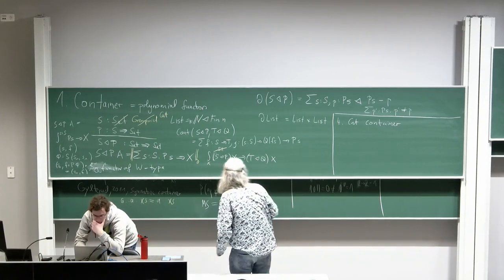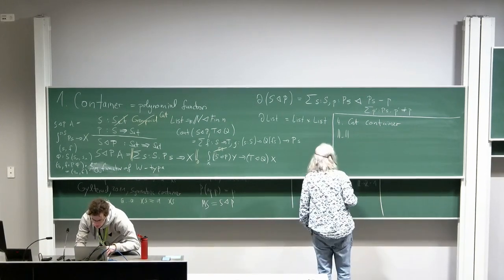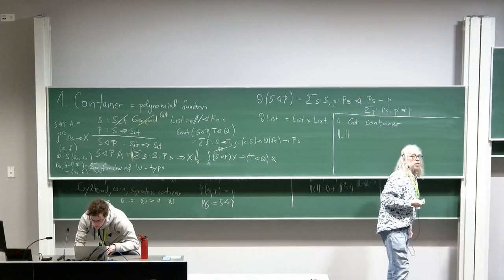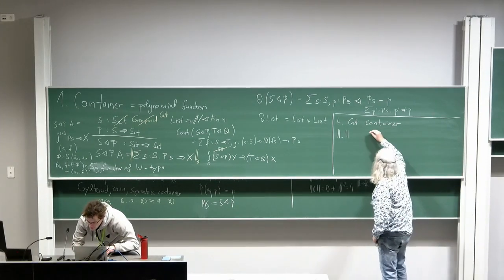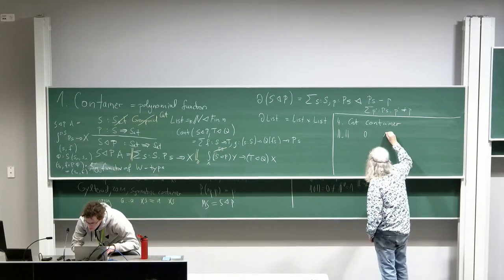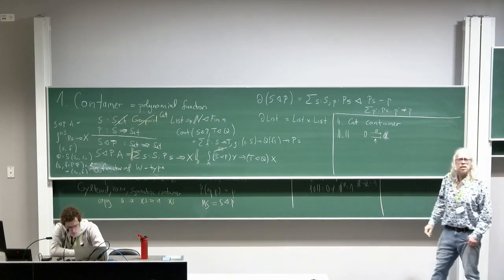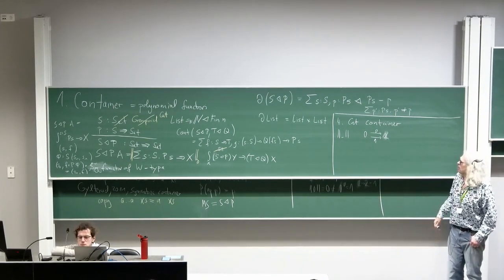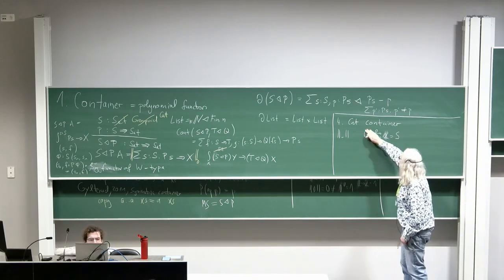So in the case of propositional truncation, we can present a cut container with the following category. We have two objects, 0 and 1, and two morphisms, which I call 0 and 1. And what do I mean? I mean what they say. So this is S, and P, no, that's 1, sorry.